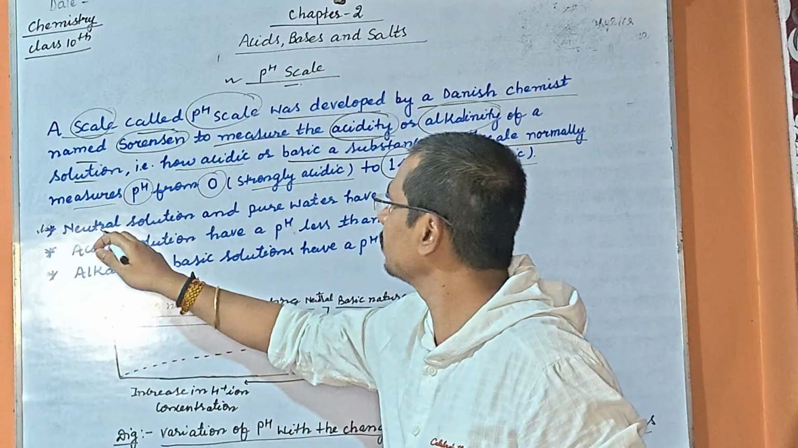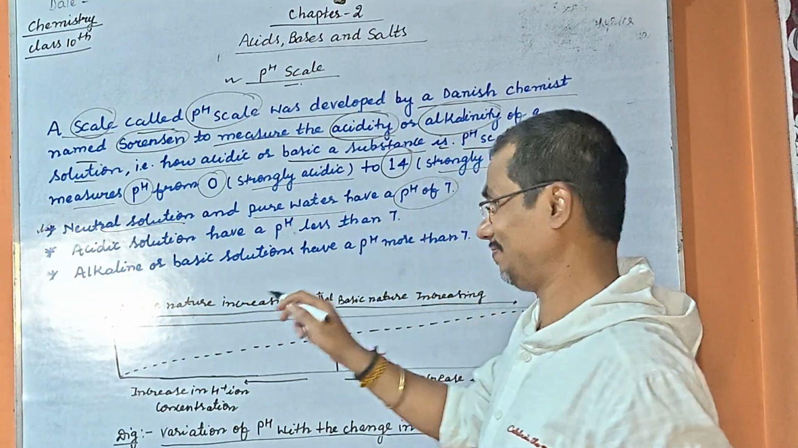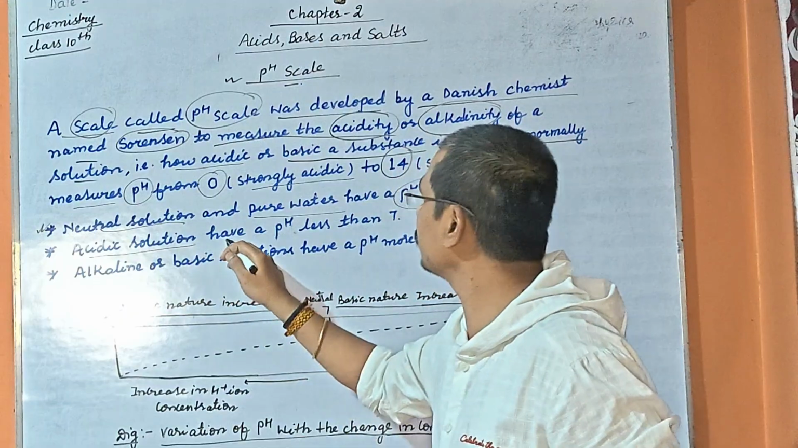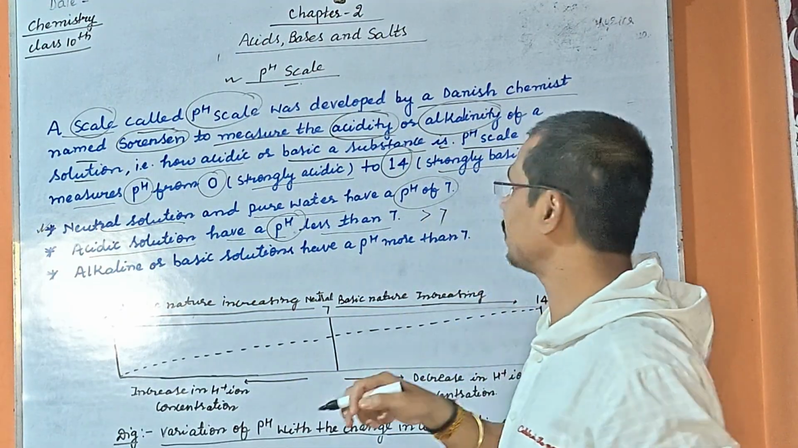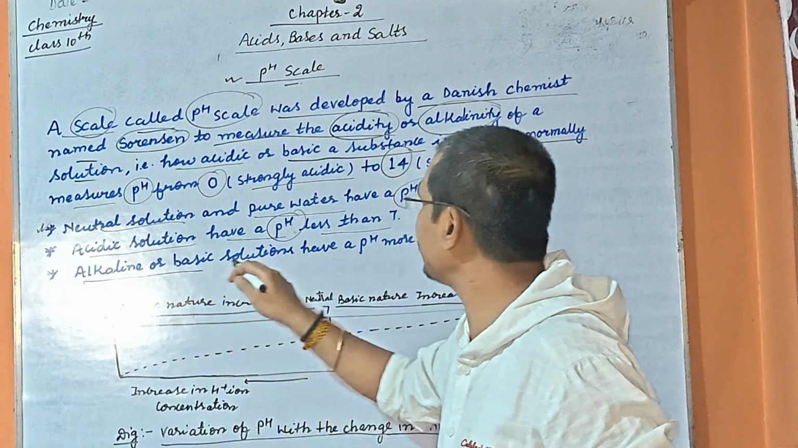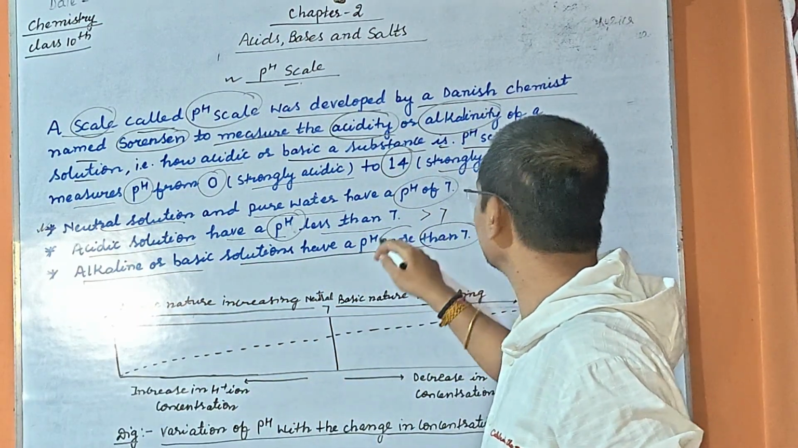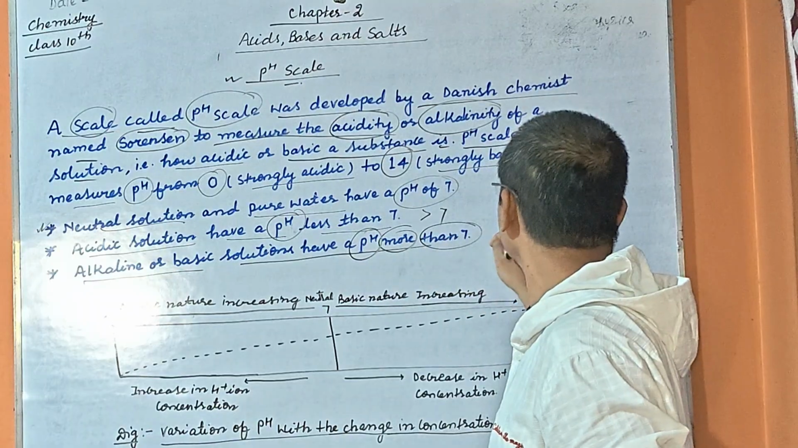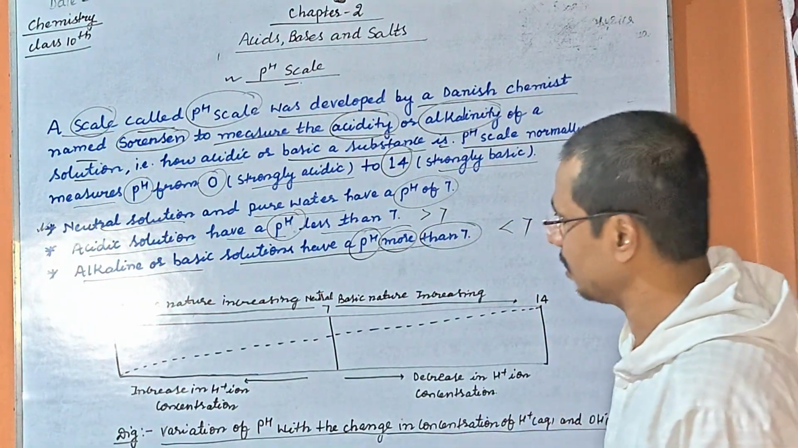Neutral solutions and pure water have a pH of 7. Acidic solutions have a pH less than 7. Alkaline or basic solutions have a pH more than 7. So this is all about the pH scale.